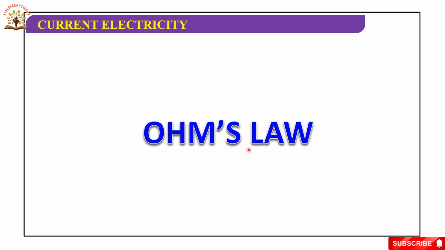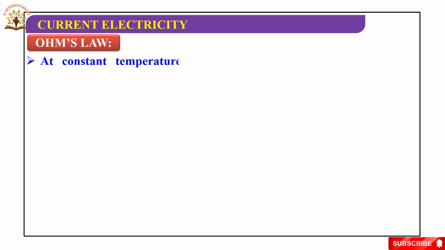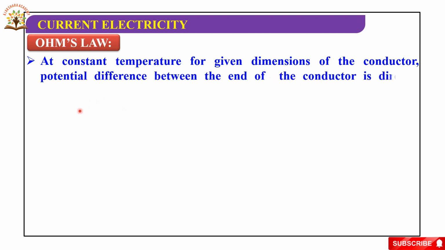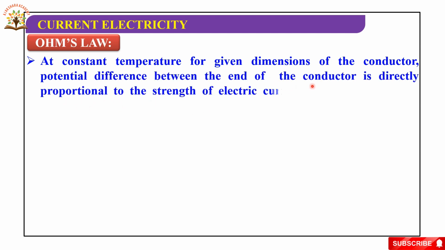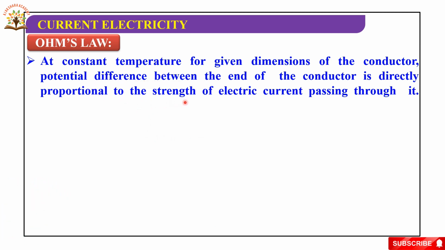Okay, let us go to today's session. In this, Ohm's law. Now, let us discuss Ohm's law. At constant temperature, for given dimensions of the conductor, the potential difference between the ends of a conductor is directly proportional to the strength of the current passing through it. Here, potential difference is directly proportional to the strength of electric current.